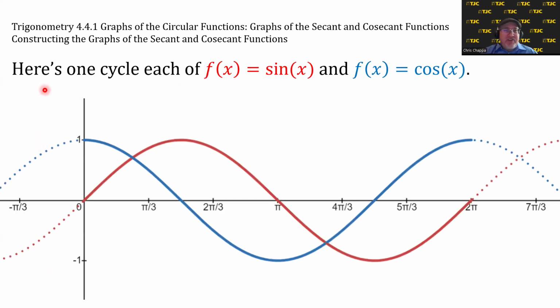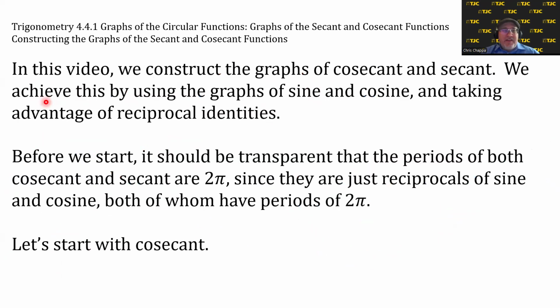Here's one cycle each of f of x equals sine of x and f of x equals cosine of x. Sine of x in red, cosine of x in blue. In this video, we construct the graphs of cosecant and secant. We achieve this by using the graphs of sine and cosine and taking advantage of reciprocal identities.